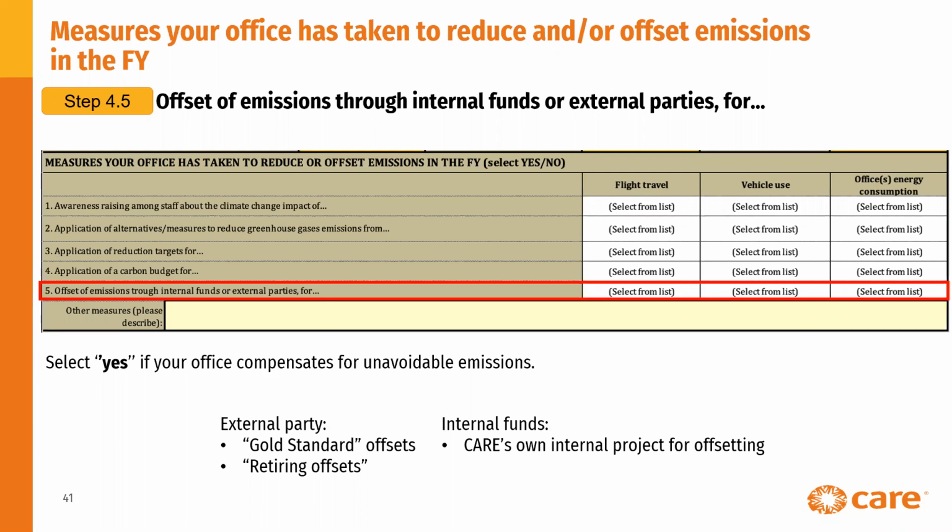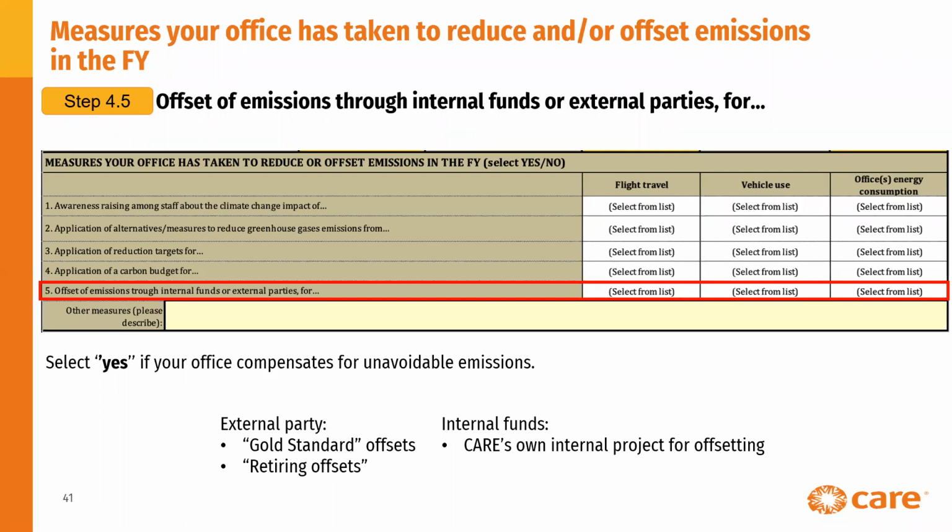Another option is to look into internal funds. It has been proposed that CARE sets up an internal project for offsetting, and several offices already do this. Currently, the CCRP is working on this, and you will receive more information in time through the CCRP quarterly newsletter. This CARE project should be prioritized for offsetting your office emissions once it is in place.